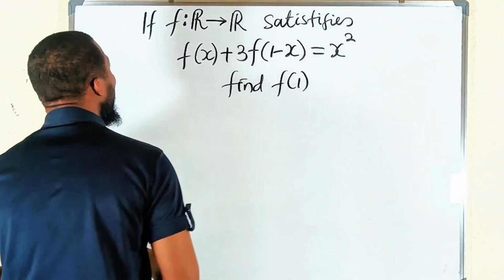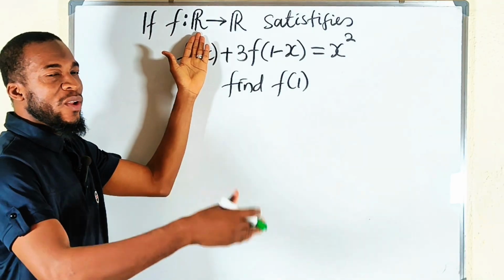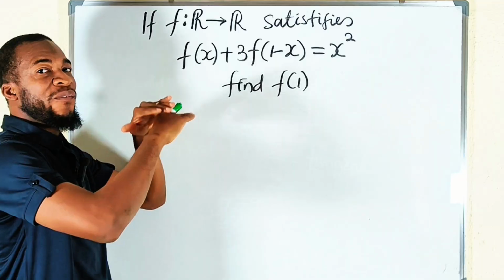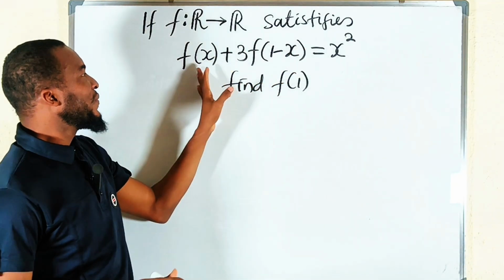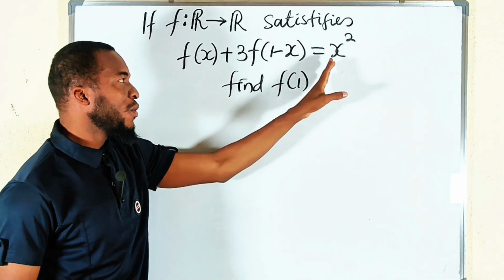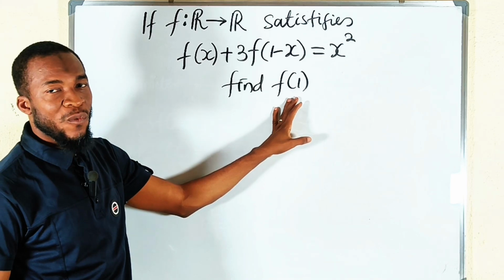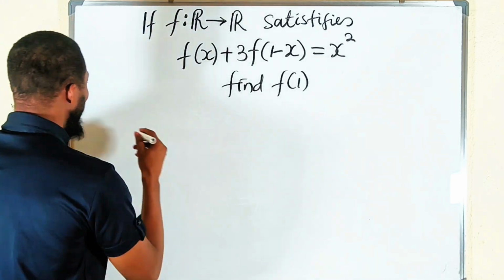Let's get started. If a function takes values from the set of real numbers to real numbers, which implies that the function is defined on the set of real numbers, it satisfies f of x plus 3 times f of 1 minus x equals x squared. Then we are asked to find the value of f of 1. I am going to present you two methods. Let's start with the first method.